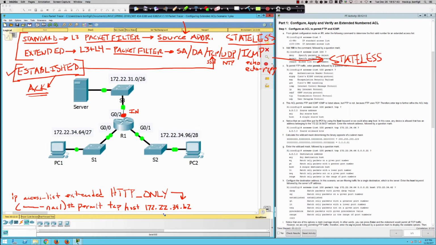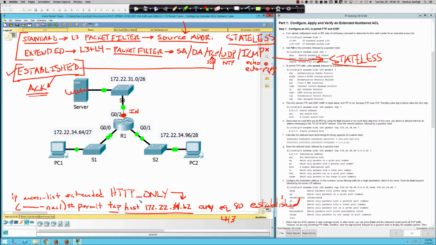And so we're just basically saying that this is the server, and we're just going to pretend that that's a web server. So I'm permitting the TCP protocol from host 172.22.34.62 to go where? To anywhere equal to, I could put 80, and then I could do another line after this and say 443, right? But at the end, I'm going to say established.